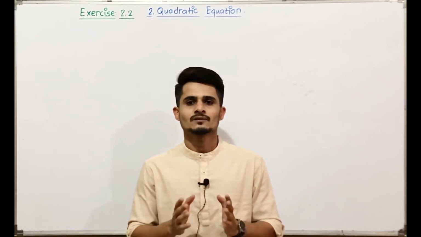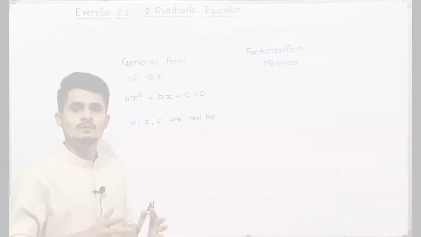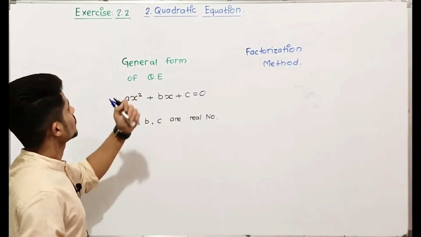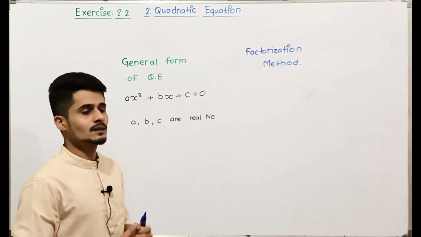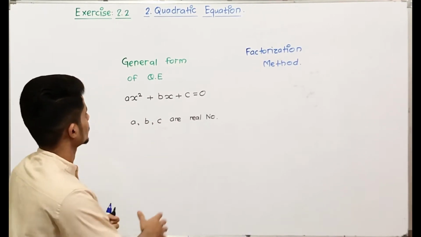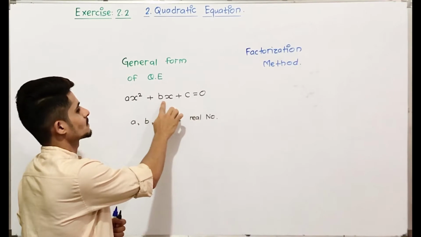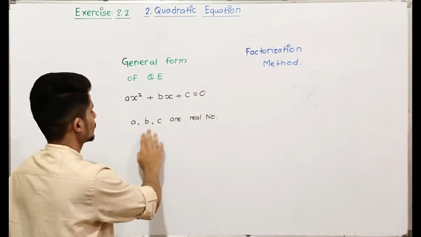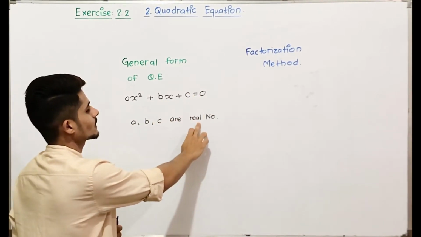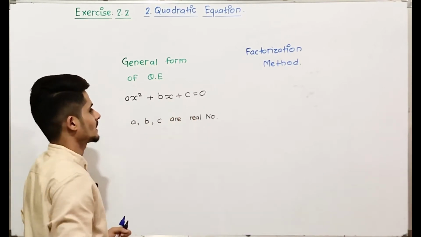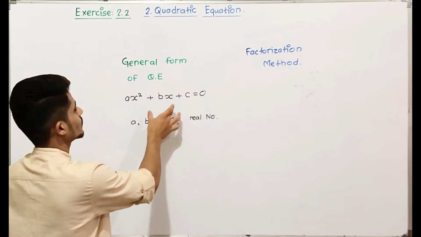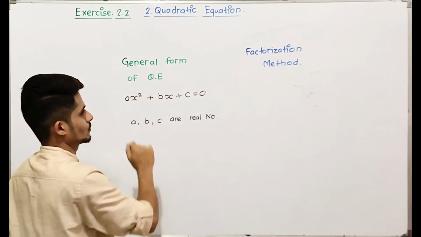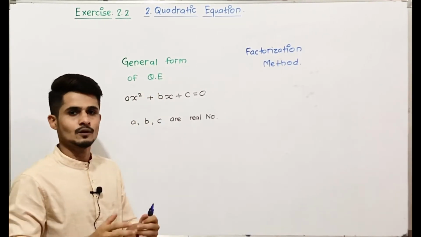Now we'll start with factorization method. So let's see the general form of quadratic equation. In our previous video we have already seen the general form of quadratic equation, that is ax square plus bx plus c is equal to 0, in which a, b, c are real numbers. A, b, c can be any numbers, and the highest power of the variable should be 2. So this is the general form of quadratic equation.